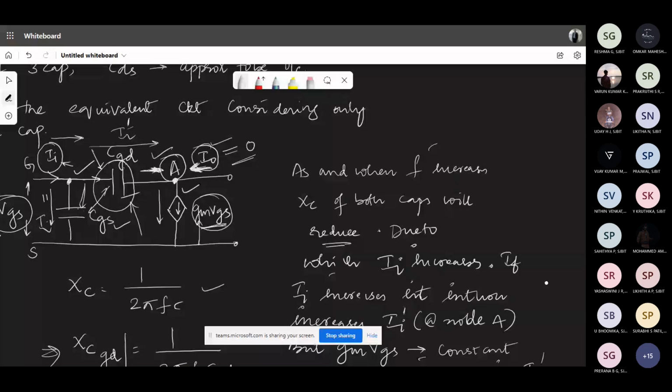The capacitances are as good as equal. Like they'll be equal. Capacitances are equal. Okay, that is one thing that we can put. Is there any other condition that we can put?